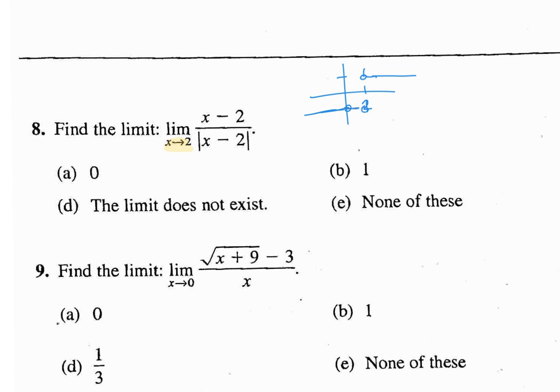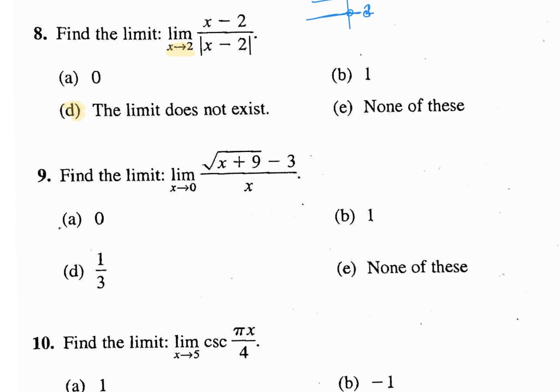Sorry, it goes all the way to here at 2, right? From the left-hand side, it's approaching one thing. From the right-hand side, it's approaching another. Overall, I don't have one. Had they asked me for a left or right limit, I could have given them that. But overall, I do not have one. This limit does not exist.